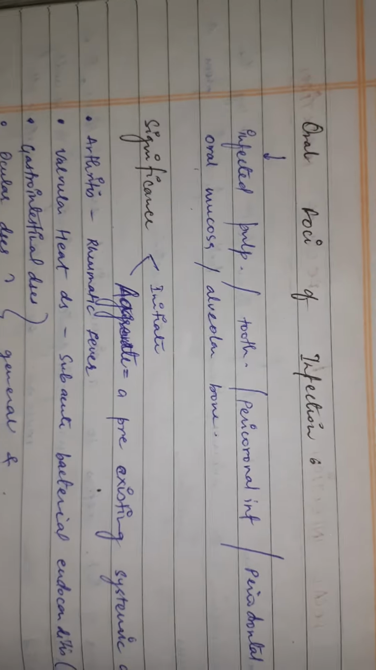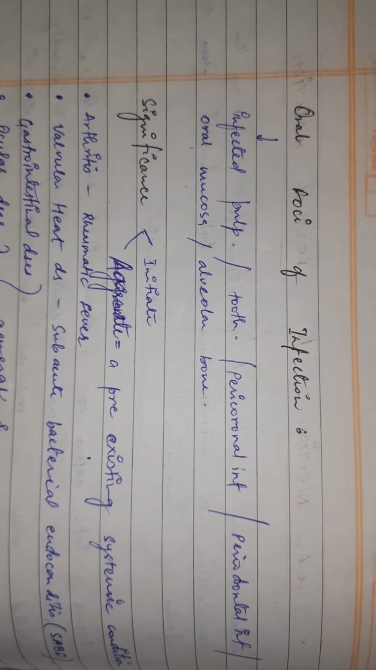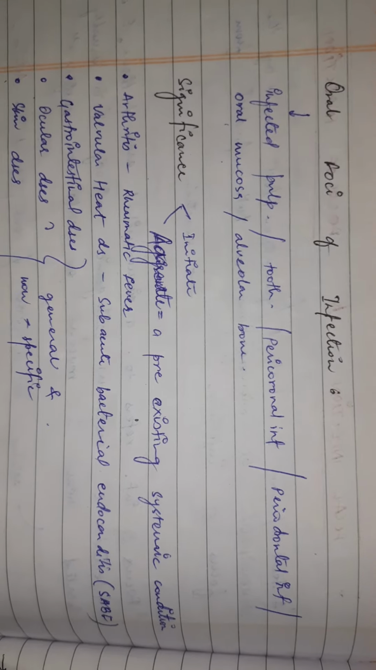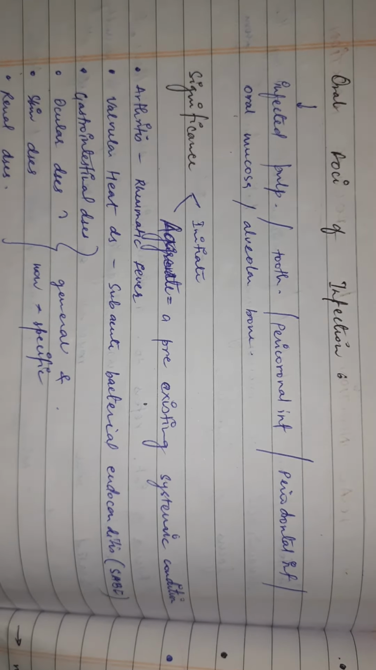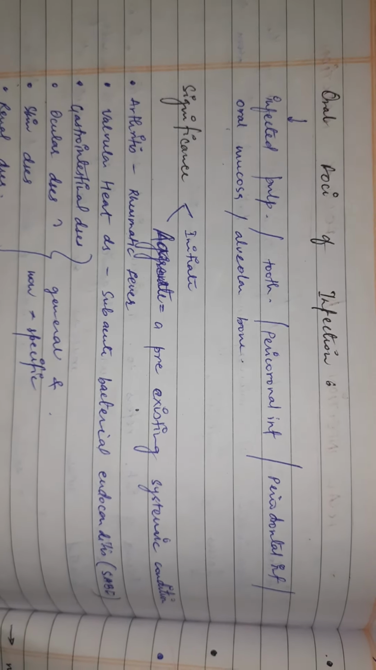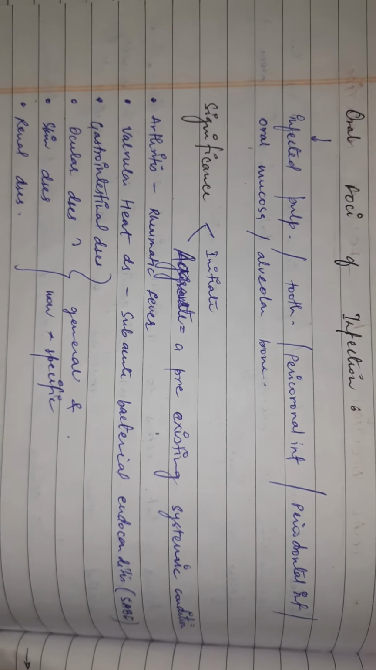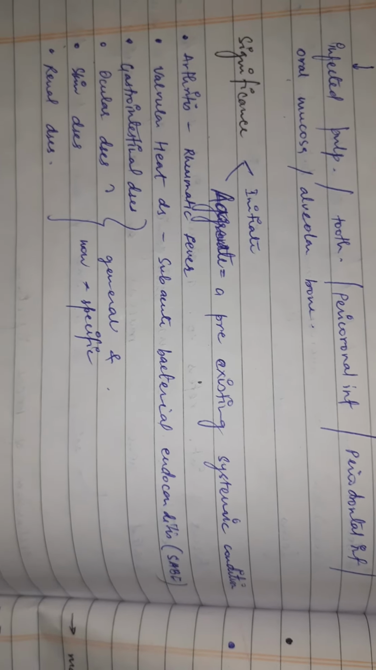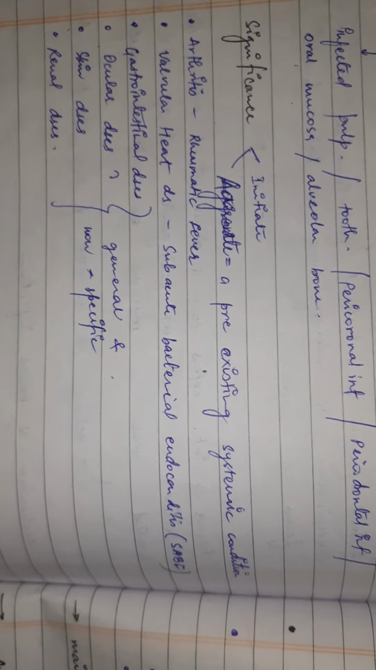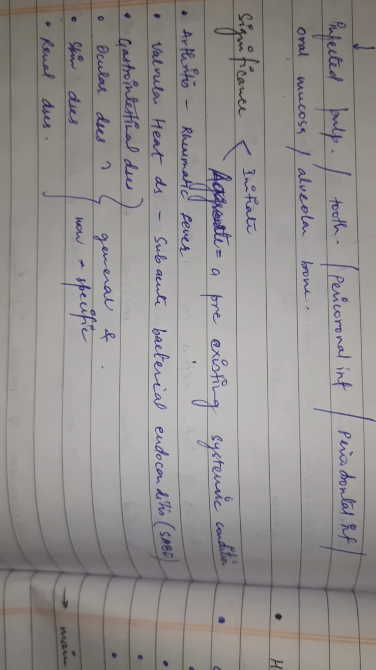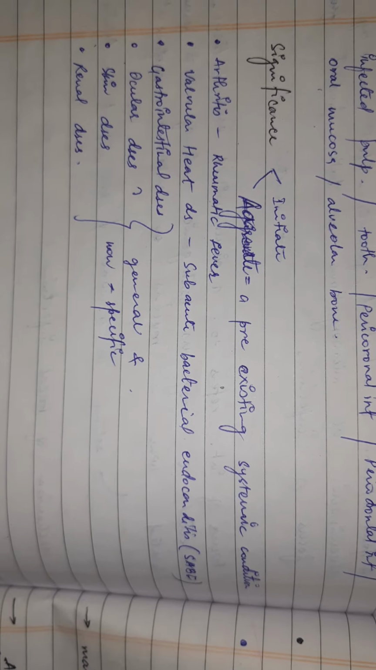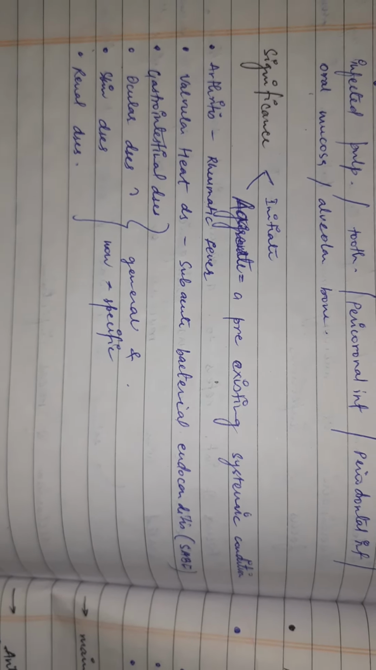Oral foci of infection are infected pulp, tooth, pericoronal infection, periodontal infection, oral mucosa, and alveolar bone. Significance: it can initiate or aggravate a pre-existing systemic condition: arthritis, rheumatic fever, valvular heart disease, subacute bacterial endocarditis, gastrointestinal disease, ocular diseases, skin diseases, and renal diseases. These are general and non-specific.